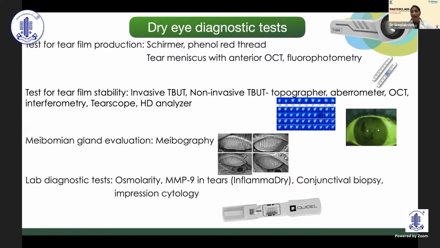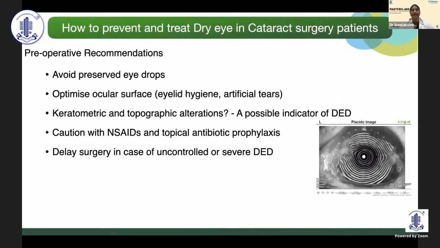Honestly, I don't do all this, but I think this is the need of the hour. We need to perform it so as to convert the dry eye situation to a pristine ocular surface. So what are the preoperative recommendations? We are supposed to avoid preservative drugs. But we are bound to use moxifloxacin, which is really epithelial toxic, although they say Vigamox is preservative free. Still we see that epithelial toxicity happening.